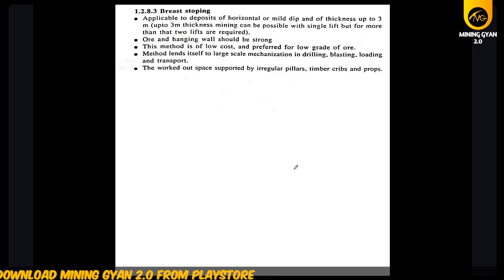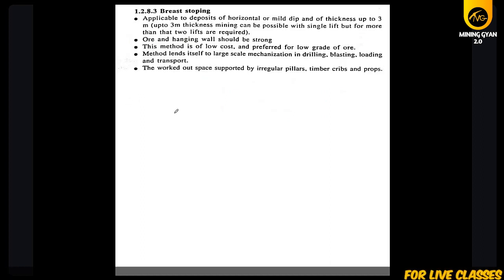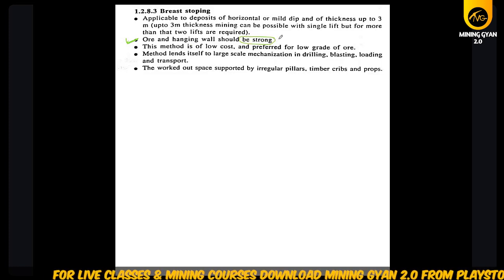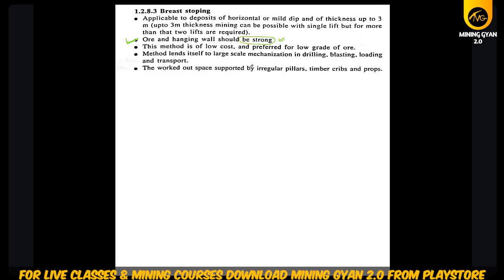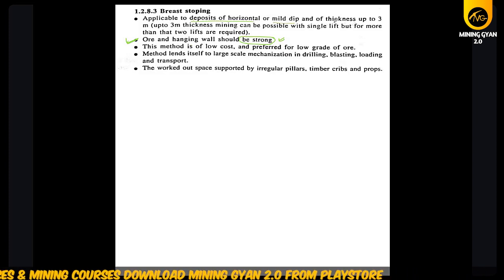Come to the breast stoping method. What is breast stoping method? First, let me discuss the applicability. In this method, we need a strong ore body. So, ore and hanging wall should be strong. Okay, and hanging wall and footwall both should be strong. And in this method, the deposit is horizontal or mild dip, thickness up to 3 meter.